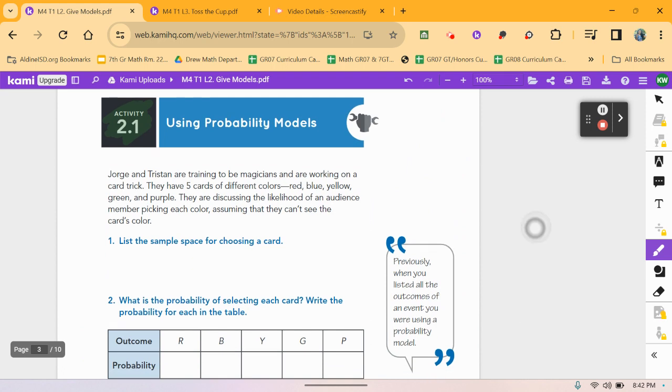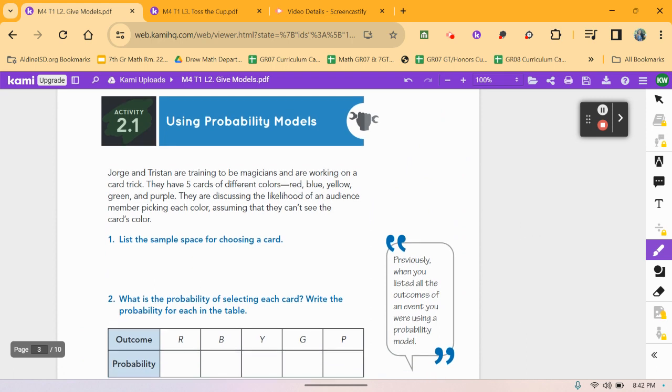Let's go on to activity 2.1, using probability models. I'll go ahead and start reading. Please follow along and annotate. It says, Jorge and Tristan are training to be magicians and are working on a card trick. They have 5 cards of different colors: red, blue, yellow, green, and purple. They are discussing the likelihood of an audience member picking each color, assuming that they can't see the card's color.